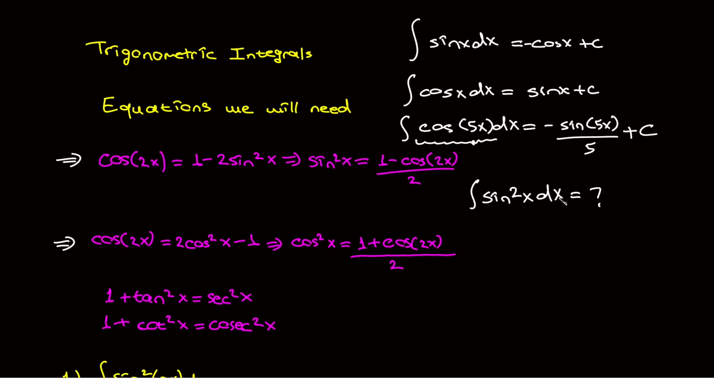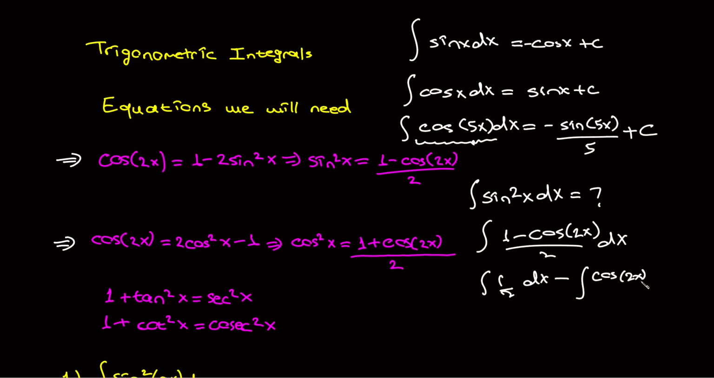Now, instead of this integral, I will just solve the integral of (1 minus cosine of 2x) over 2 dx. And you can simply separate this, right? The integral of 1 dx minus the integral of cosine of 2x over 2 dx. Now you have two separate integrals, and these integrals are really easy to solve. This is the idea behind using this equation.